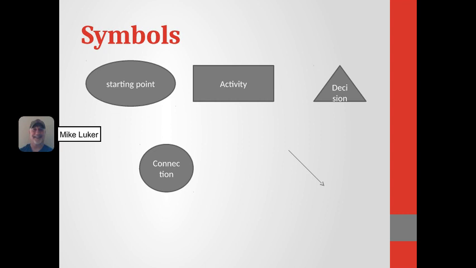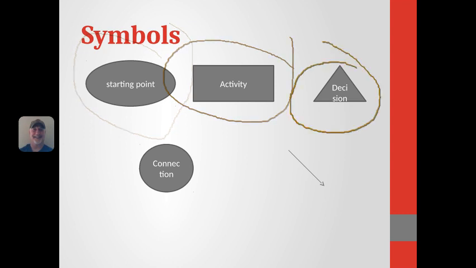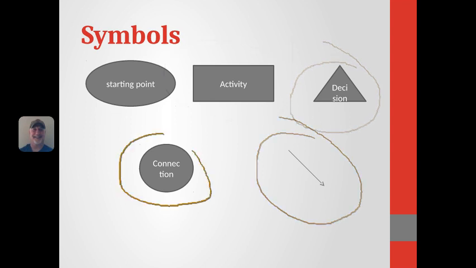There are 5 basic symbols used to flowchart. An oval, here, is the starting point. A rectangle represents an activity. A diamond represents a decision point. A line connects the inputs and outputs, and a circle indicates a connection to other charts.